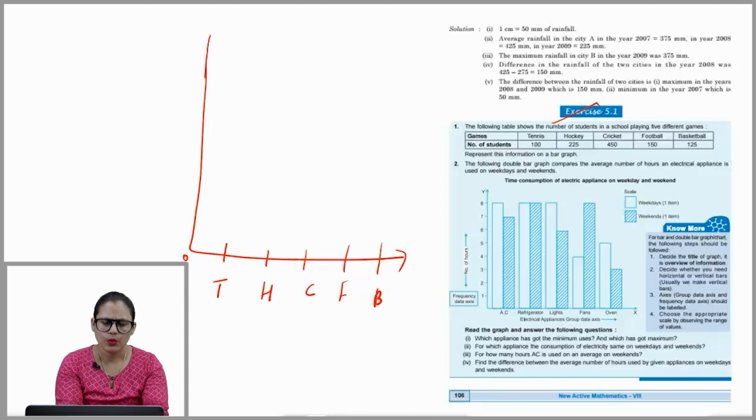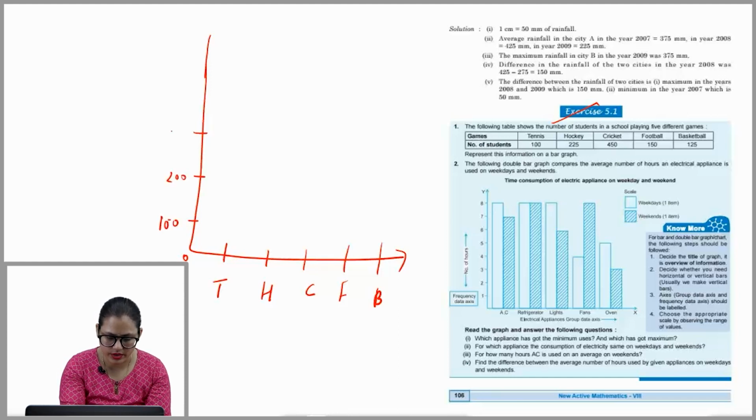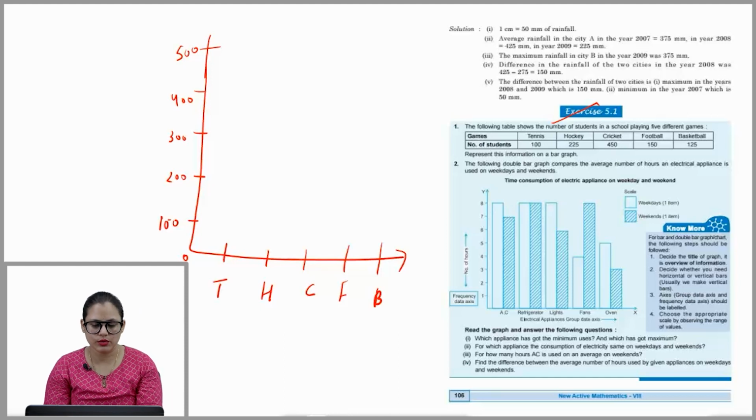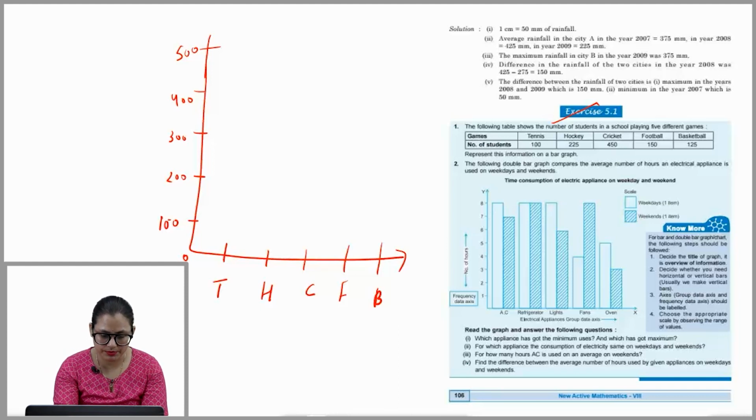So we can choose any scale. Okay, so let's choose a scale with maximum 450: 100, 200, 300, 400 and 500. Okay, you can also take a gap of 50, right? So you have to represent this information in a bar graph now. Number of students playing tennis. How many students play tennis? 100.